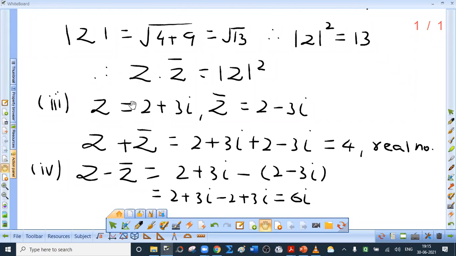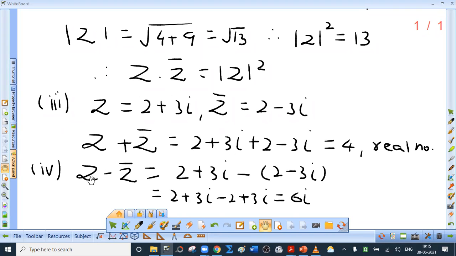Third one, we are asked to show that z plus z bar is real. We are getting 4, which is purely real. But in the fourth, they are not saying z minus z bar is purely imaginary. They have asked us to prove that z minus z bar is 6i. So just substitute the values. Yes, we are getting 6i.